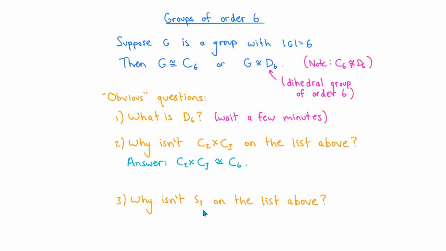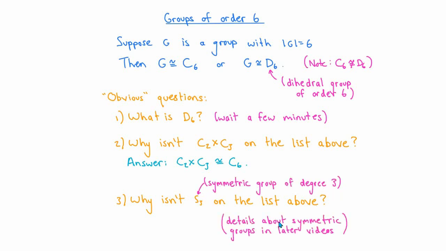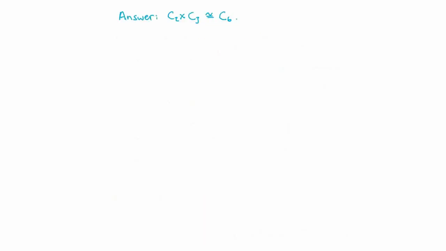Okay, the third question which some people might have is why isn't S3 on the list above? Now, if you don't know what S3 is, then you probably wouldn't have thought of this question. S3 is the symmetric group of degree 3, and we're going to talk a lot about symmetric groups in later videos. But in case anybody is wondering about this now, S3 is another group of order 6, but it turns out that it's isomorphic to D6. So up to isomorphism, there are actually only two groups of order 6. Every group of order 6 is either isomorphic to the cyclic group of order 6 or to the dihedral group of order 6.